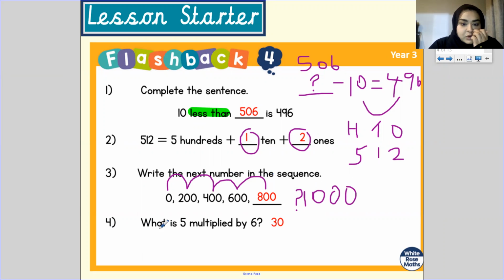Number 4 says, what is 5 multiplied by 6? So we know that this question is asking us to do 5 times 6, which gives us 30. Fantastic for getting that correct as well.